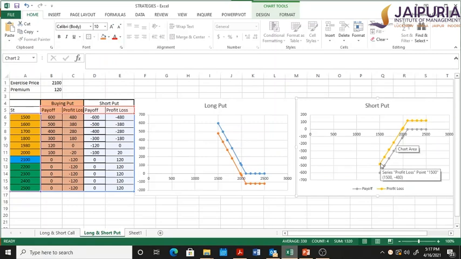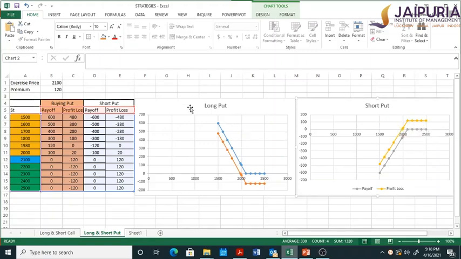So the seller, the writer of a put, is of the opinion that the stock will not fall. The buyer of a put is of the opinion that the stock will fall. So the buyer of a put will gain when the asset price starts falling down, and the seller of the put will gain when the asset price goes up, and the gain is limited to the premium which he has got.